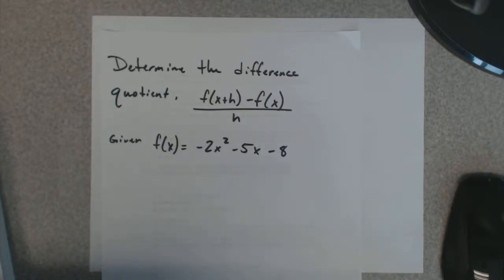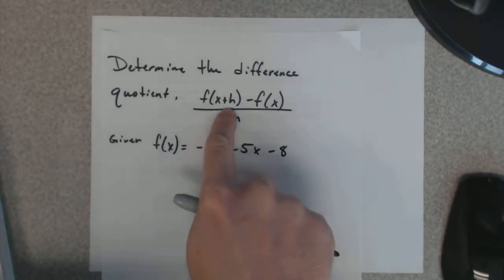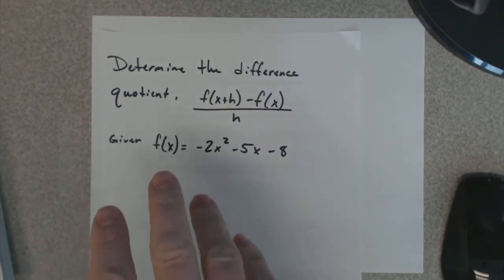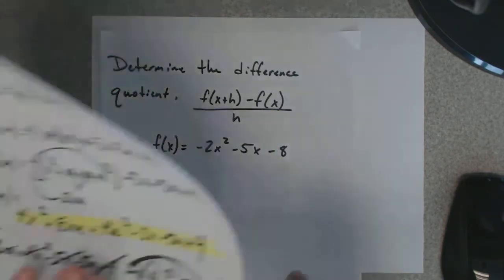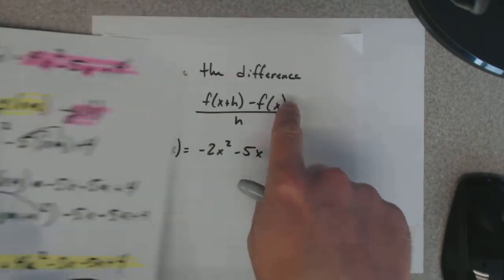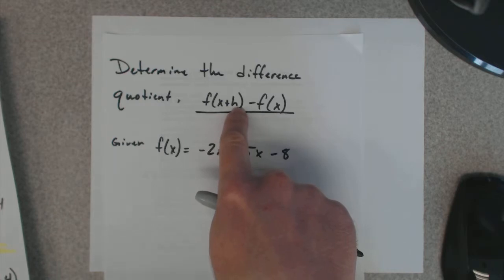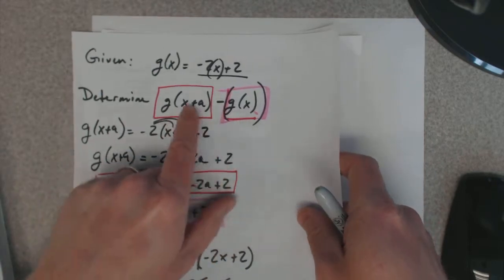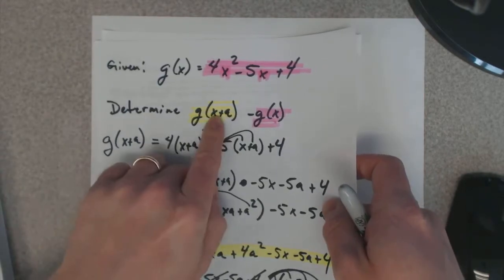Here we want to determine the difference quotient, f of x plus h minus f of x, divided by h. It's very similar to what we've already done. We've already figured out f of x plus a minus f of x. This is really close. Instead of a's, it's an h here. So we've already pretty much done two of these questions.